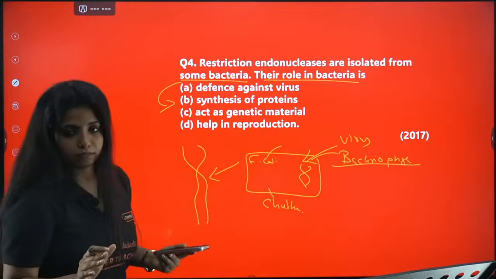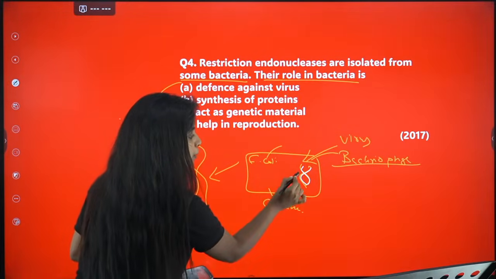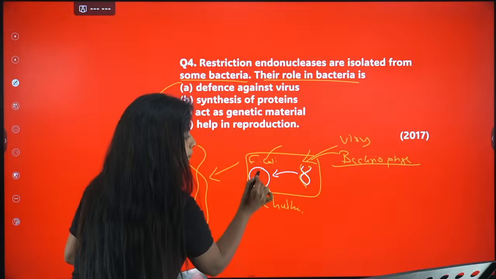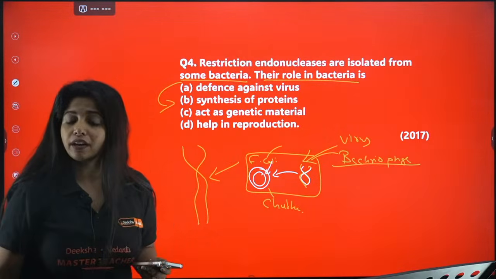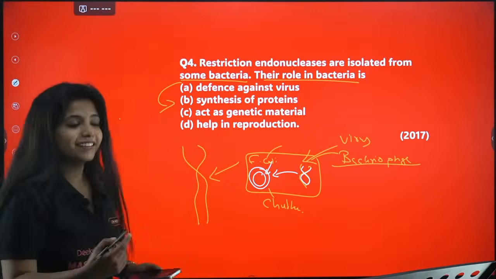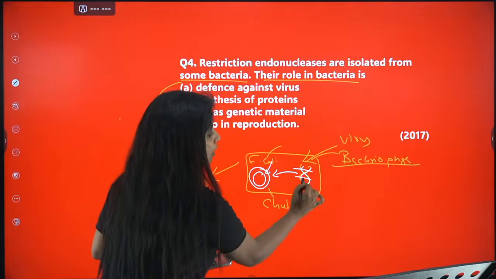Now, if it is passing down its genetic material, it is aiming to get incorporated into the genetic material of the E. coli. And do you think E. coli will allow it? No. Rather, it will produce restriction endonucleases and try to cut it off.